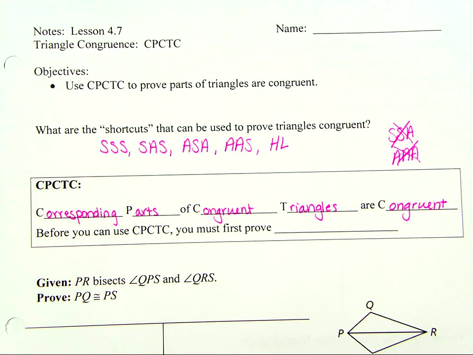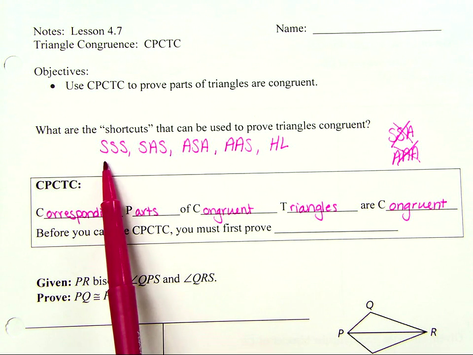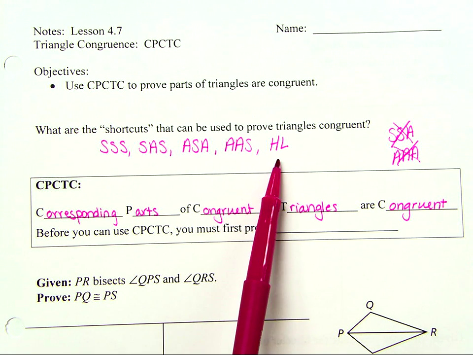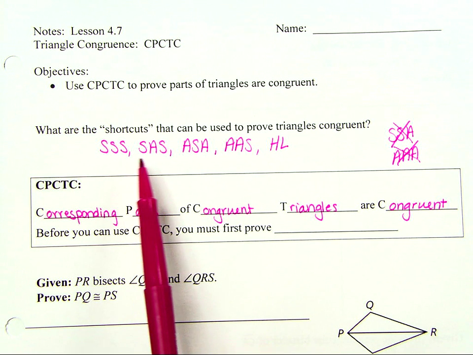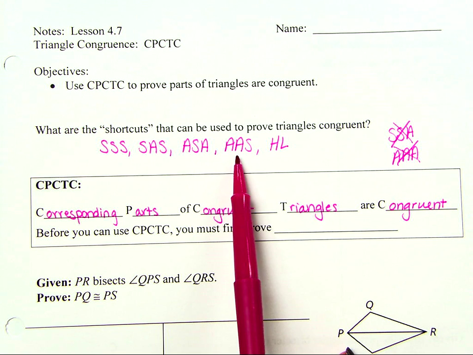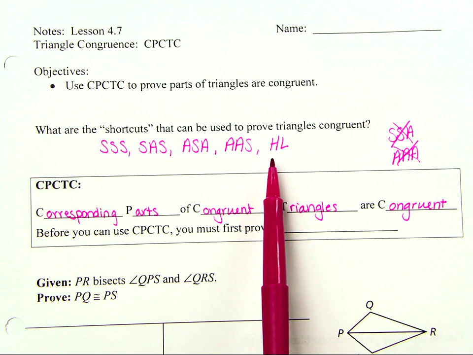In lesson 4.7, we're going to continue to talk about our congruent triangles. And just as a short review, at the top of the page, you can see I have listed all of the shortcuts that we have talked about thus far for proving our triangles congruent. We had side, side, side; side, angle, side; angle, side, angle; angle, angle, side; and hypotenuse leg.